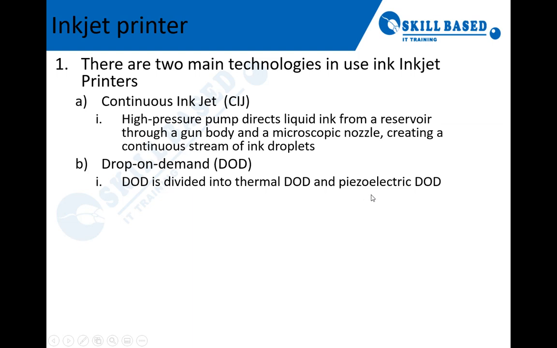Instead, they use a piece of plate called a piezo crystal, and the piezo crystal will vibrate. When I need the droplets to fire on the paper, I send a tiny charge to the piezo crystal, and it vibrates. When it vibrates, the ink is released from the microscopic nozzles and fired onto the paper. So it is also another type of drop on demand. CIJ is no longer in the market nowadays.